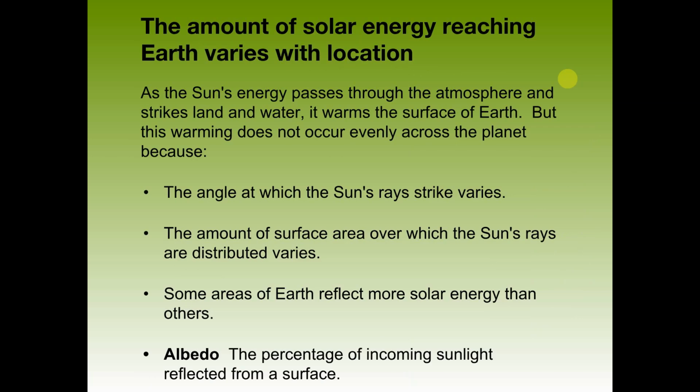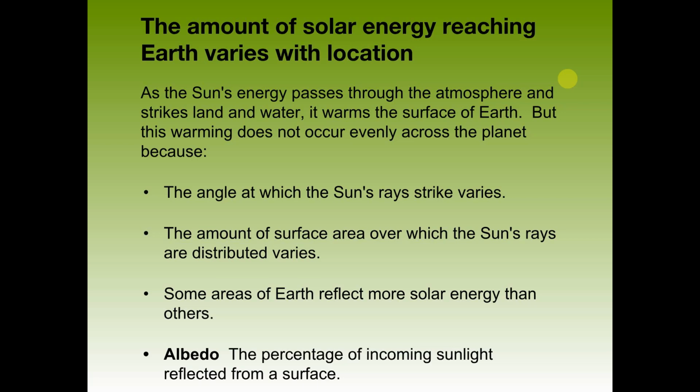The amount of solar energy reaching Earth varies with location. As the sun's energy passes through the atmosphere and hits land and water, it warms the surface unevenly. And this happens because of a couple of things. 1, the angle at which the sun's rays strike varies.